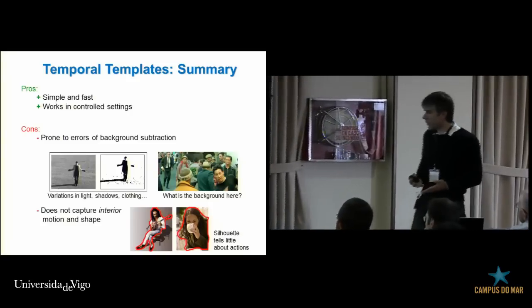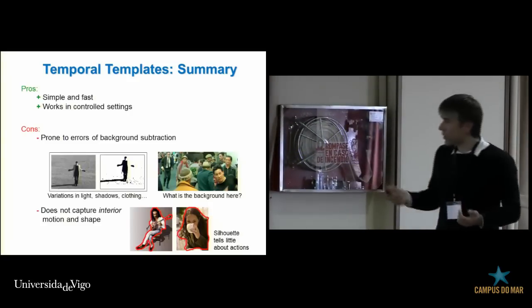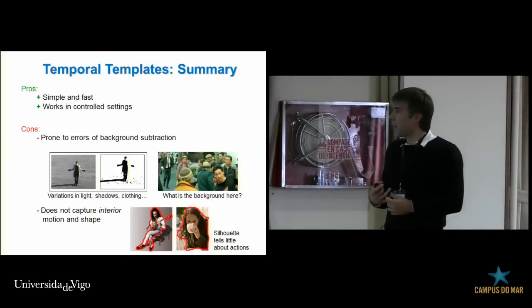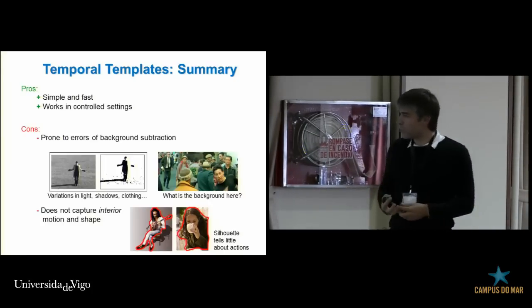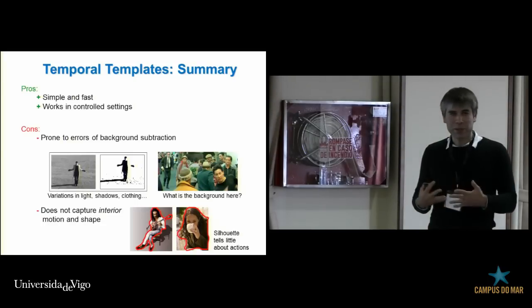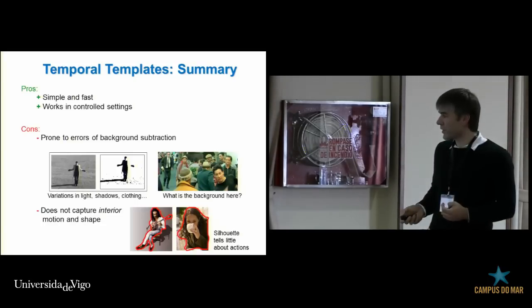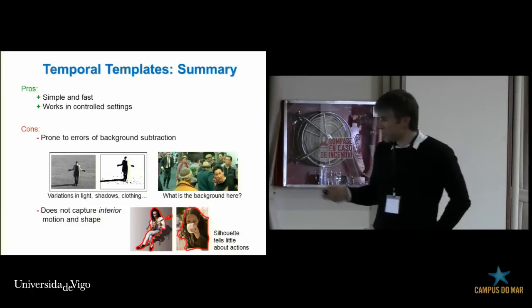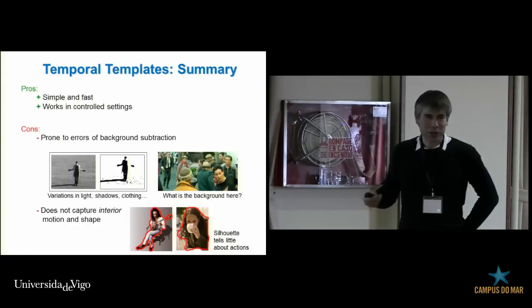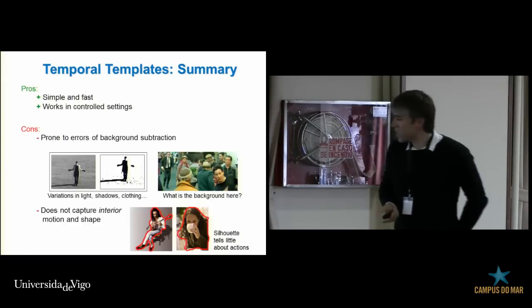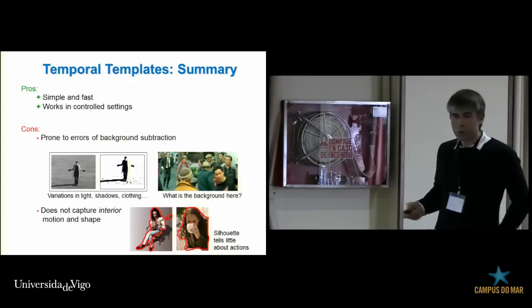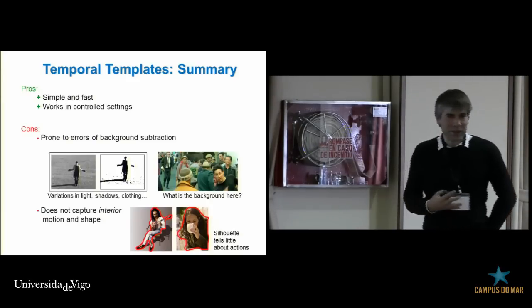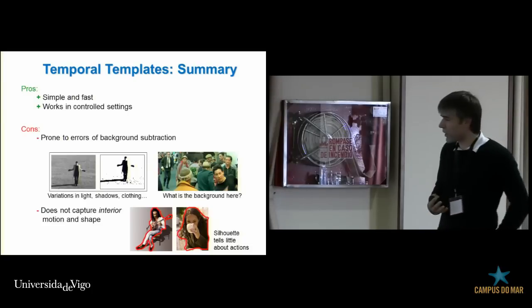So where does it fail? The good things about this are that it's simple and fast and works in controlled settings. But it can be very easily corrupted, and one potential problem is, for example, the lighting, obviously. If you have shadows, this corrupts the silhouettes. Also, background subtraction just sometimes doesn't work. If you have a dynamic scene with lots of people, there is no background subtraction.